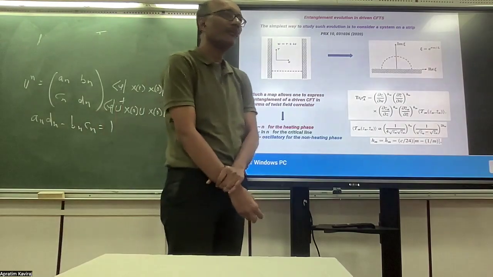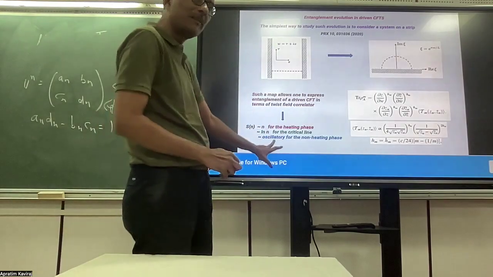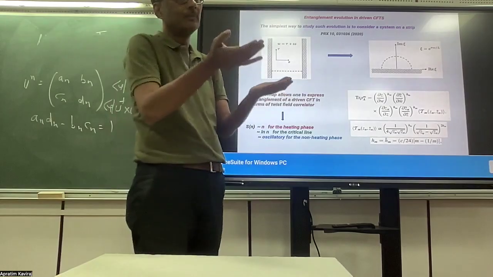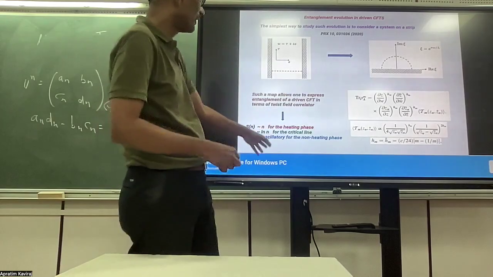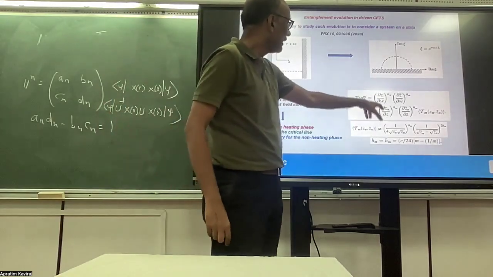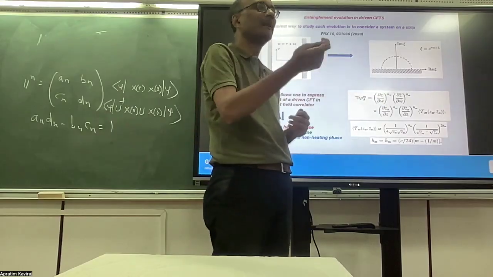What is N? Sorry, N is the number of drive cycles. That's like the time. It's stroboscopic, but it's the number of drive cycles. And M is the mth Renyi entropy.